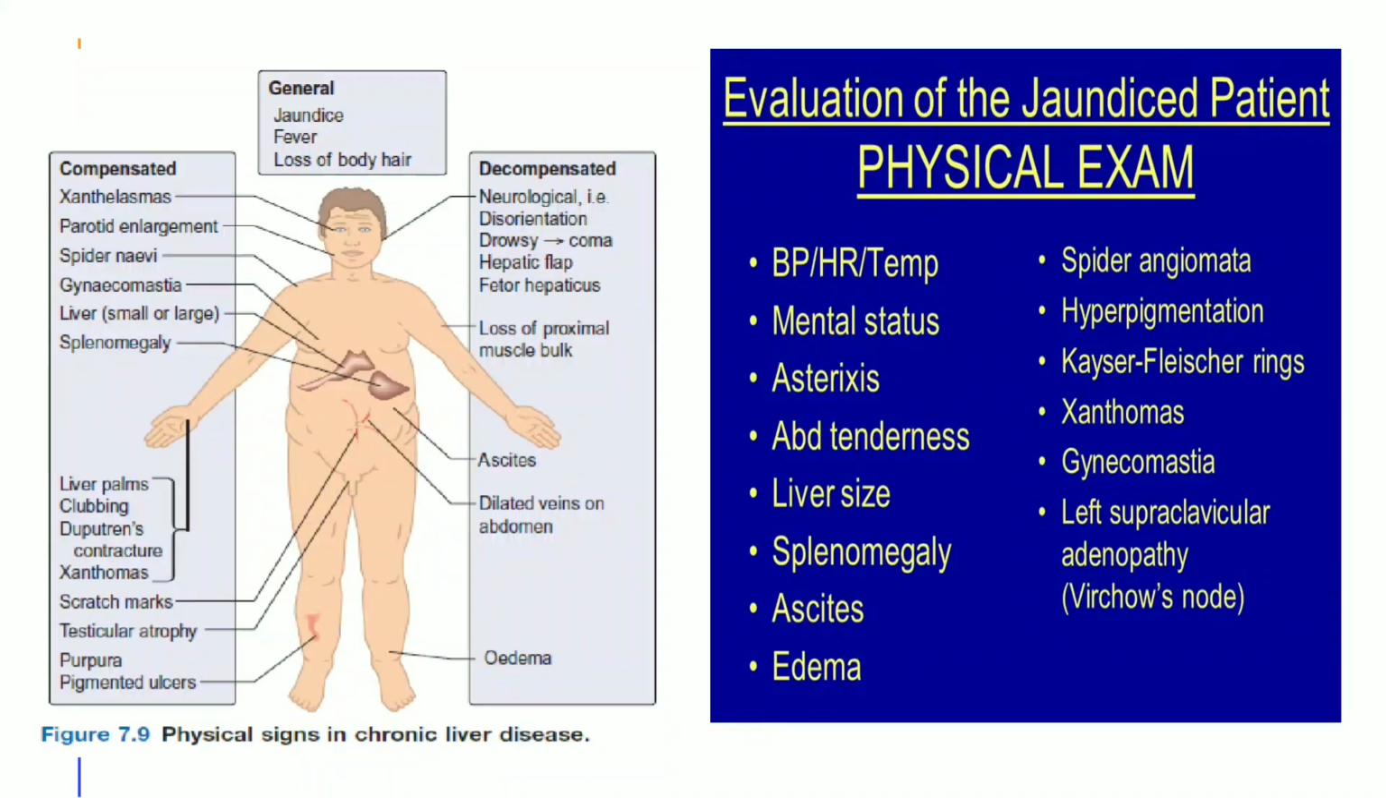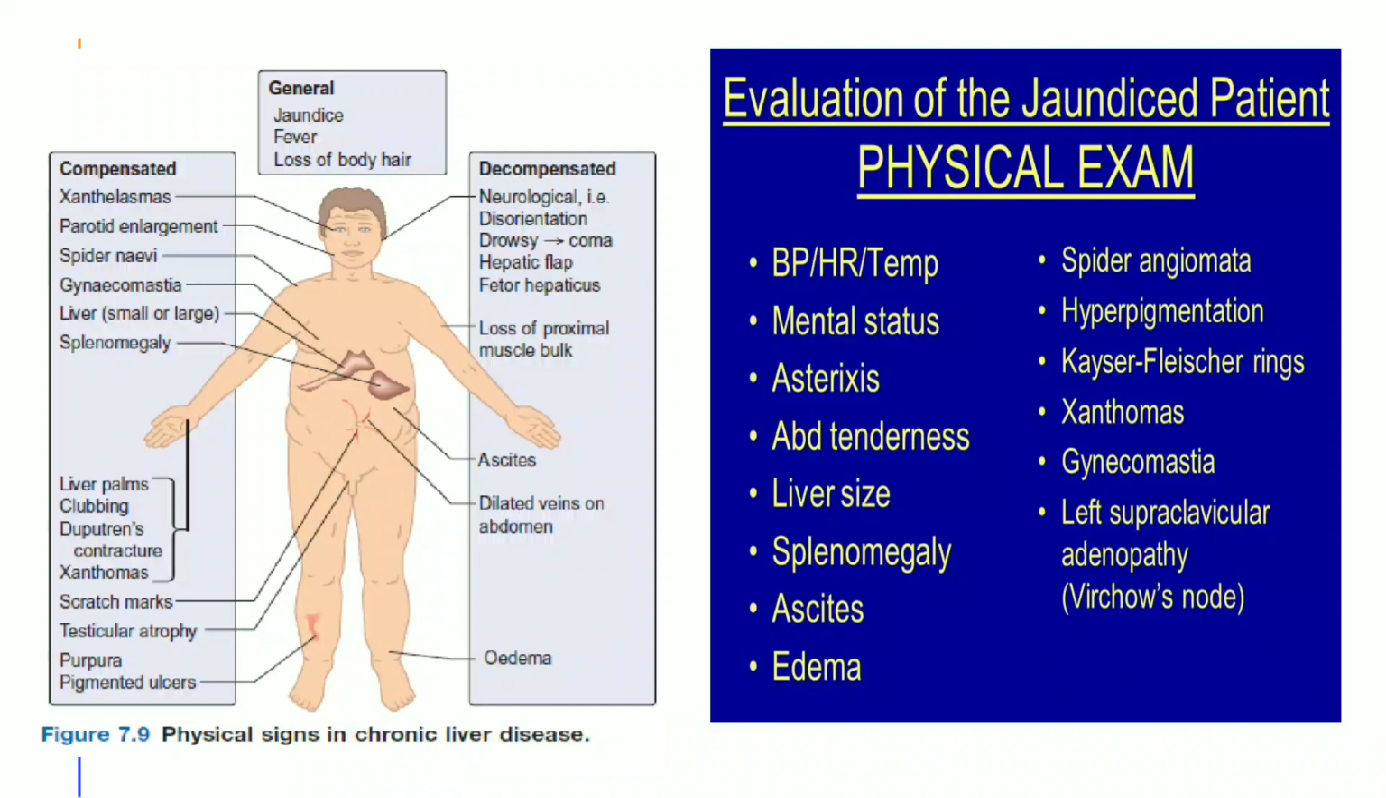Okay, then in case of liver diseases, chronic liver disease. In case of chronic liver disease, there are some very important features. For example, there will be ascites, there will be dilated veins on the abdomen that indicate portal hypertension. Due to the lack of albumin, there will be edema formation.